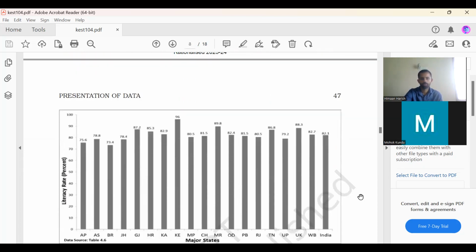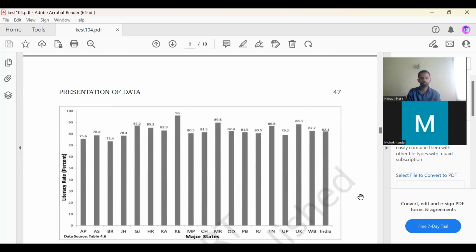So there's a presentation of data given in bar diagrams. The literacy rate is plotted on the y-axis in terms of percentages. The data source is table 4.6, and the major states are plotted on the x-axis, and the literacy rate as a percentage is given in bars.